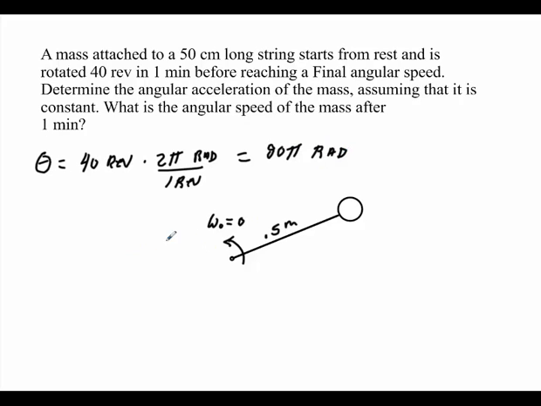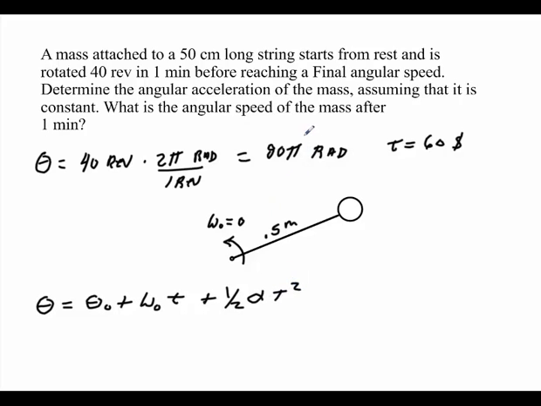Okay, now we know our time also, 1 minute. Time is going to equal 60 seconds. Let's go back to our rotational kinematic equations. We know our final position is going to equal our initial position plus our initial angular velocity times time plus 1/2 times our angular acceleration times time squared.